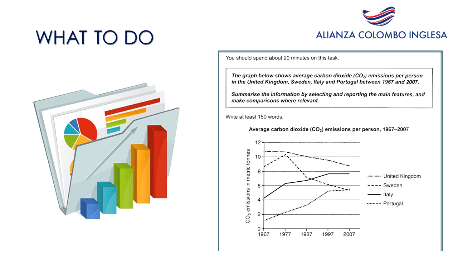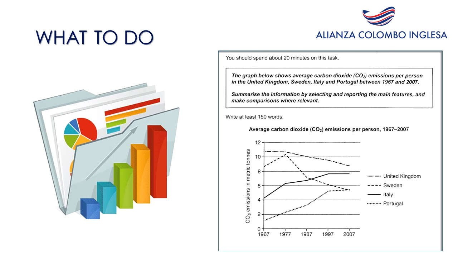There is a statement that explains what the graph is showing. In this case, it says, the graph below shows average carbon dioxide emissions per person in the United Kingdom, Sweden, Italy, and Portugal between 1967 and 2007. This is what we're going to call later the statement.